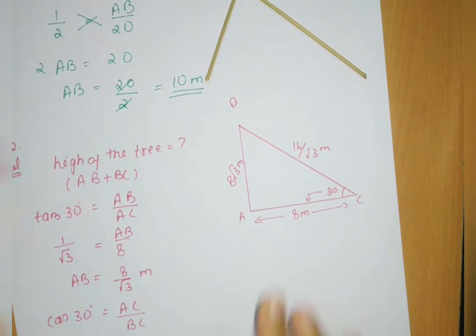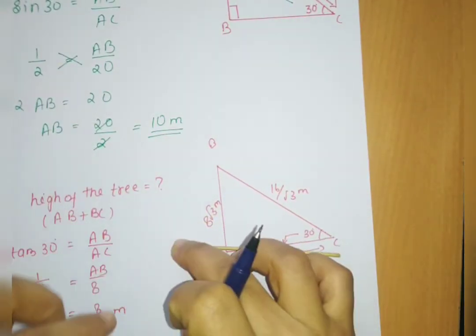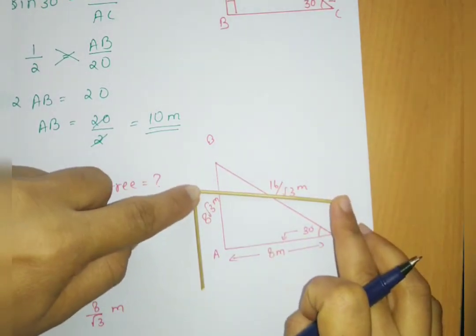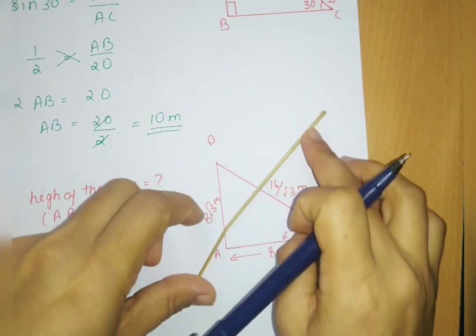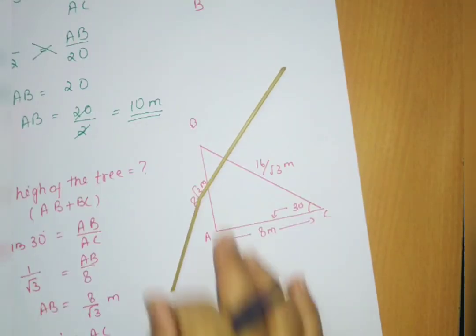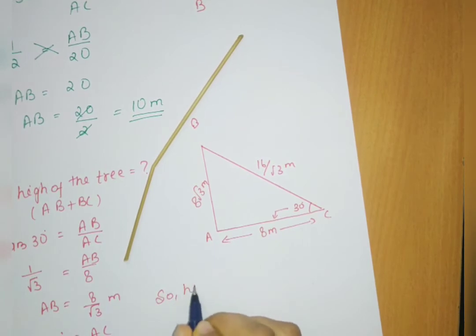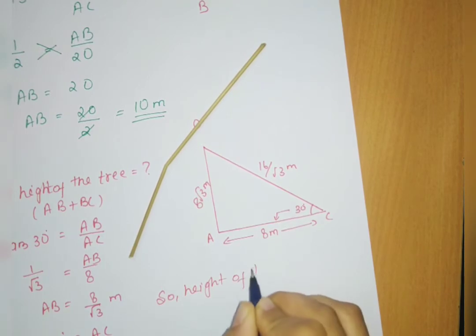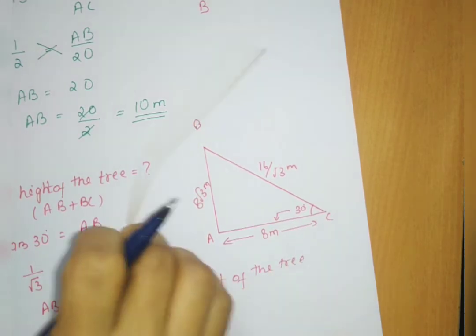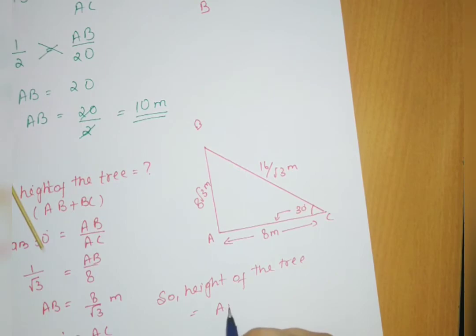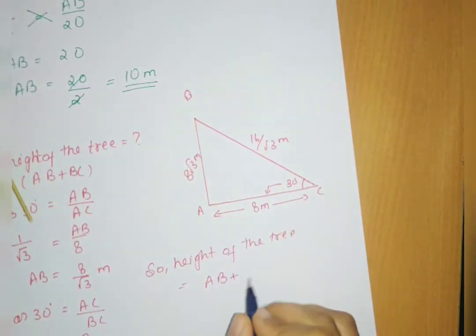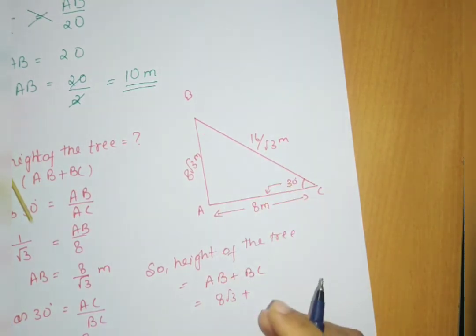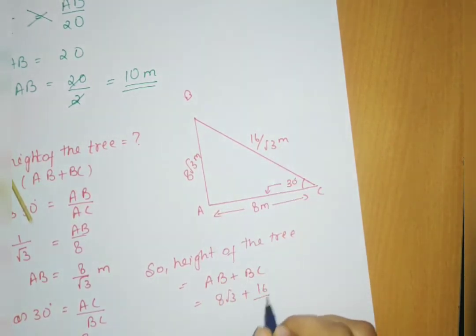Okay. So this was a tree I have. This length I got. How much is it? This one 8 by root 3 and this is 16 by root 3. So if I join, it becomes a full tree. Correct? That only I am going to do. So height of the tree is equal to AB plus BC. So AB how much we have? 8 by root 3 plus this one I have 16 by root 3.